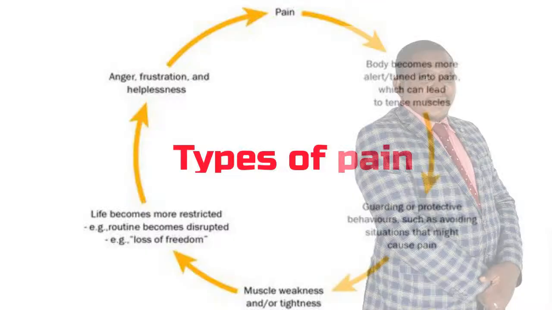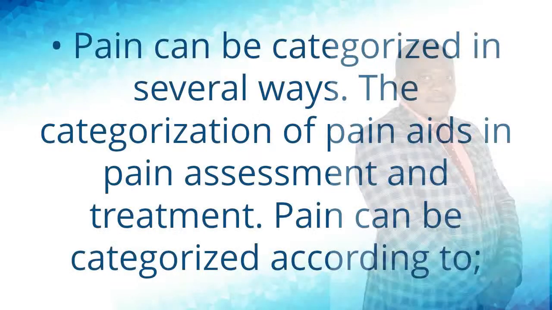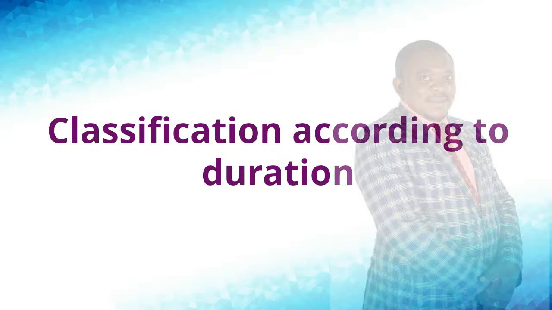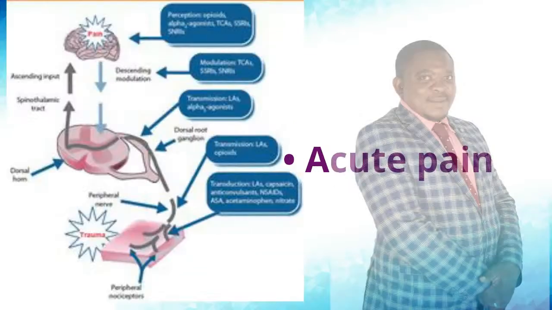Types of pain. Pain can be categorized in several ways. The categorization of pain aids in pain assessment and treatment. Pain can be categorized according to duration, pathology or etiology, which results in the categories of nociceptive and neuropathic pain. Classification according to duration. Acute pain.